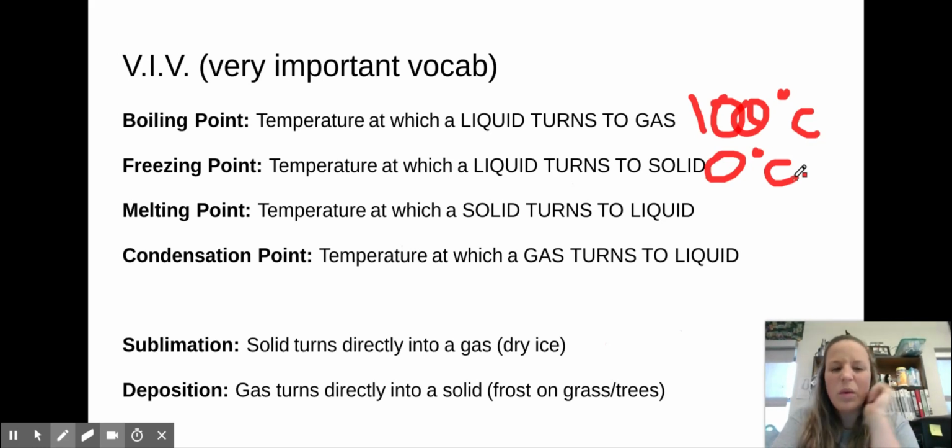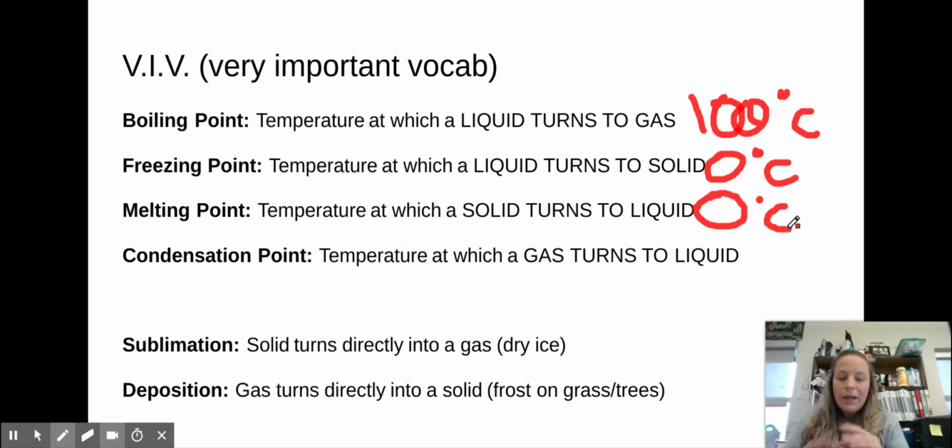Now, here's our weird ones. Melting point. This is the temperature at which a solid goes back to being a liquid. That ice turns into liquid water. Here's the weird part. It is also 0 degrees Celsius, which means right at 0 degrees Celsius, I got a little bit of ice, I got a little bit of water. 1 degree warmer, it's all water. 1 degree colder, it's all ice.